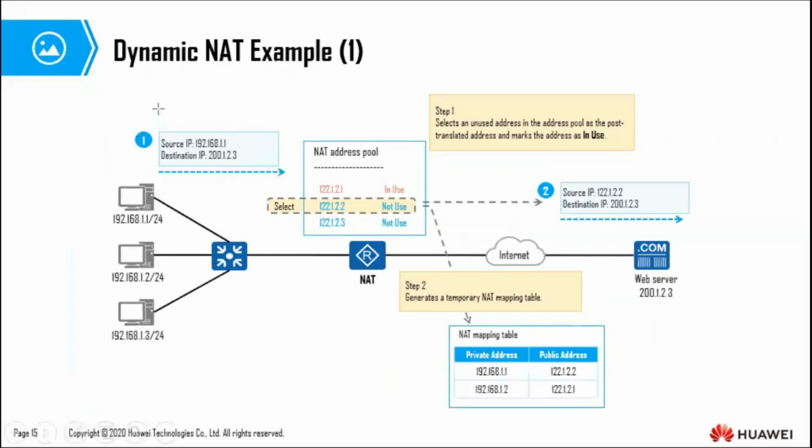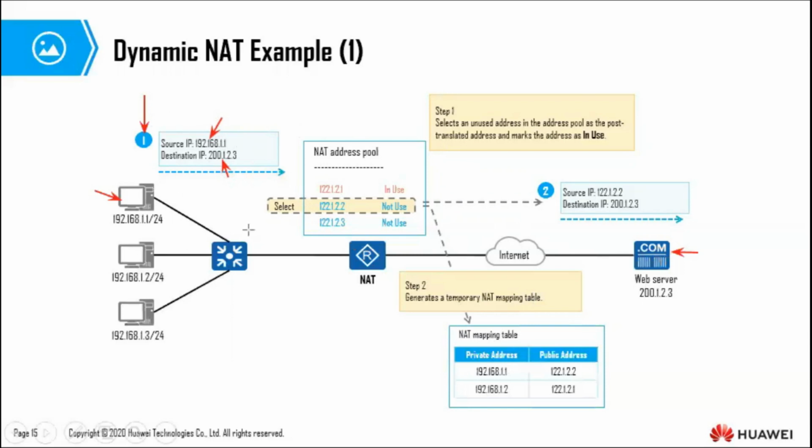Okay, so on step number 1 here, this guy, 192.168.1.1, wants to communicate to the web server. So it's going to send a packet. Source address, its own IP address. Destination address, the IP address of the web server. The source IP address is a private IP address.